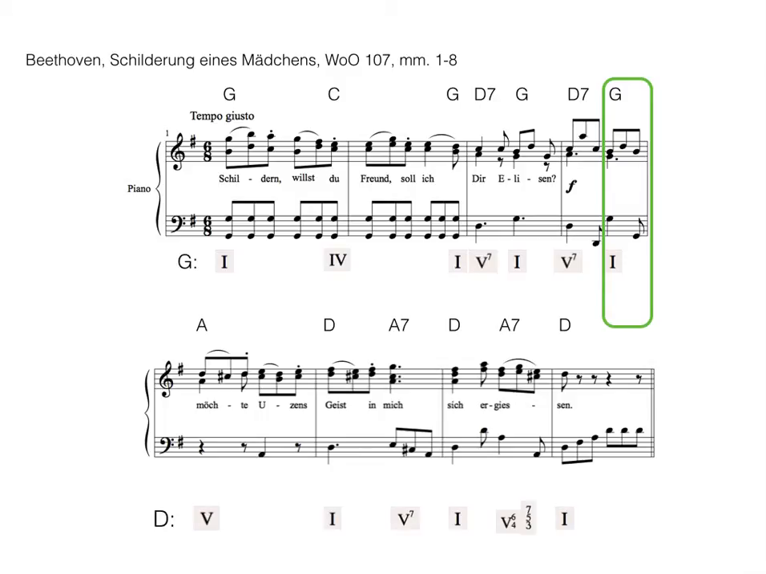Another criteria for pivot chords is they must function diatonically in both the original and the new key. The G major chord in measure 4 functions as a tonic in the original key, but what about in D major? That's right, it's a 4 chord in D major. Let's write the 4 Roman numeral below the tonic Roman numeral.